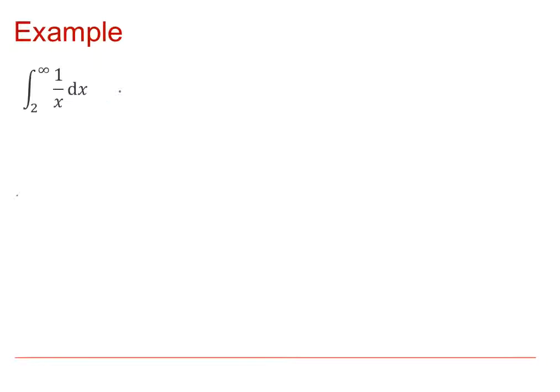So in this example, we'd like to integrate 1 over x between 2 and infinity. In order to do that, I'm going to integrate 1 over x from 2 to a and consider what happens to the limit as a tends to infinity. So we're looking for the limit as a tends to infinity.